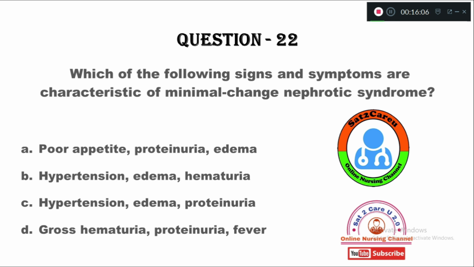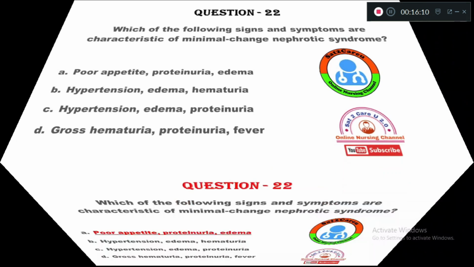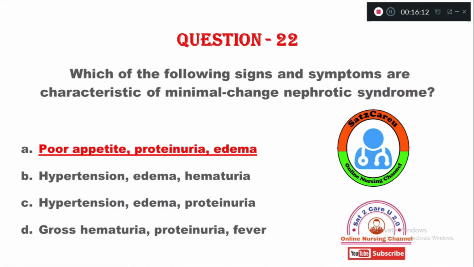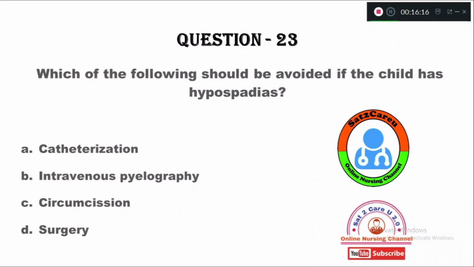So the characteristic feature of minimal change in nephrotic syndrome will be the poor appetite, proteinuria and edema. Now question number 23. Which of the following should be avoided if the child has hypospadiasis?